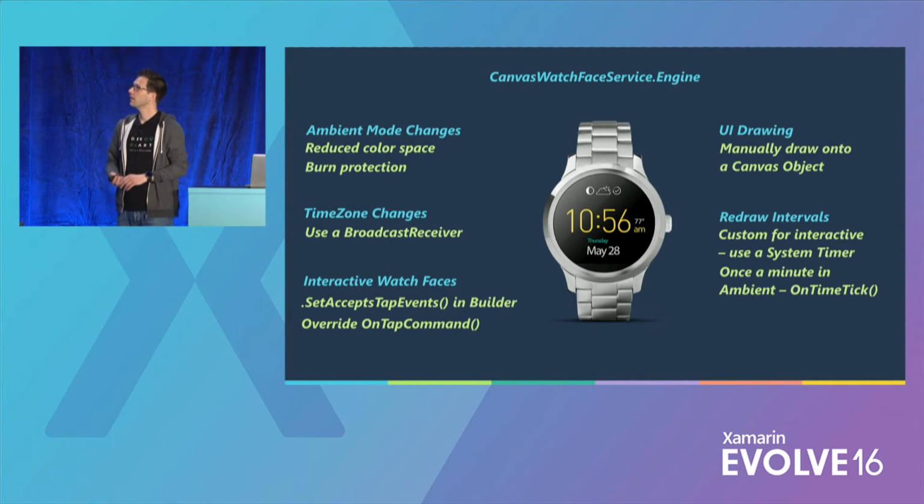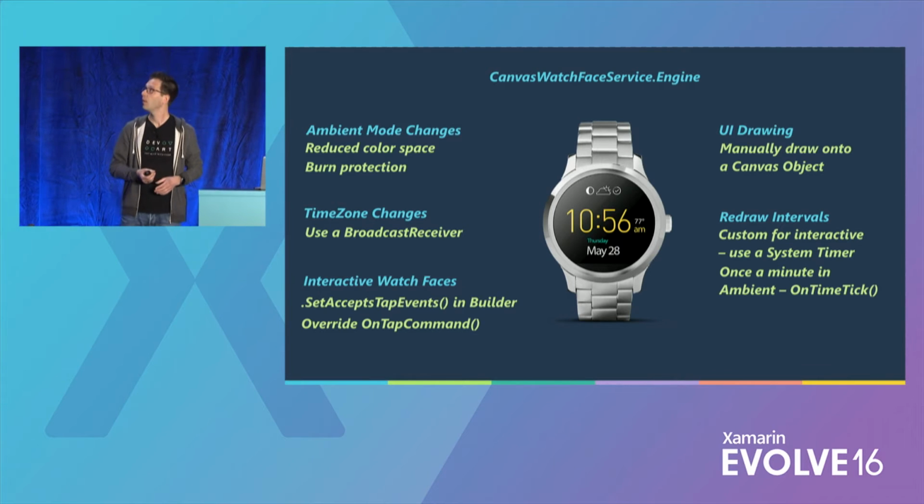All right, let's have a closer look. So if you implement the Canvas watch face service engine, there are a couple of things that you need to do in order to build a watch face. So first of all, on the right-hand side, you need to do the UI drawing. So you need to manually draw on the canvas object. So it's as simple as that. You just directly draw onto a canvas, and you can use all the primitives that are available. You need to be aware of ambient mode changes. So the system will actually call you and tell you, OK, we are now in ambient mode, so please reduce the colors, or we are in interactive mode, so you can now use more colors.